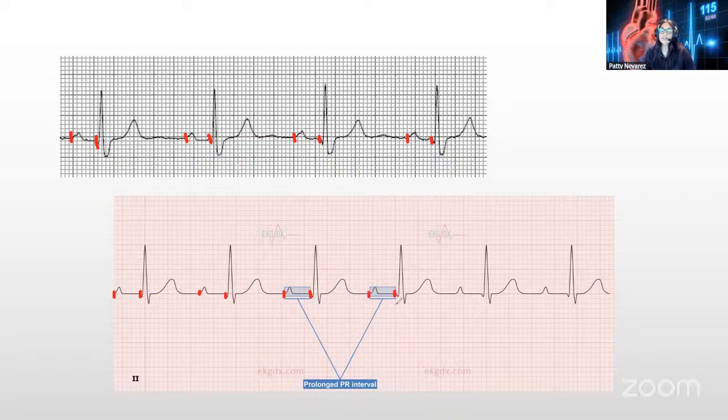6 little squares will represent 0.24, which is over the 0.20 that needs to be normal. So therefore, in both cases, I can see that the problem is that the PR interval is longer. Therefore, it'll qualify for first degree AV block.